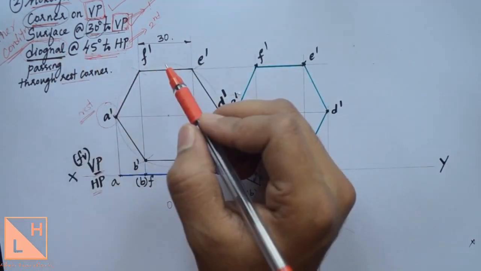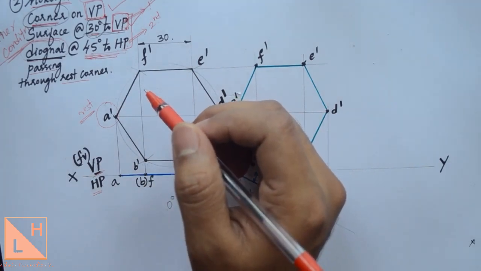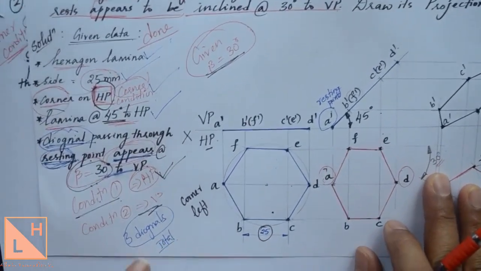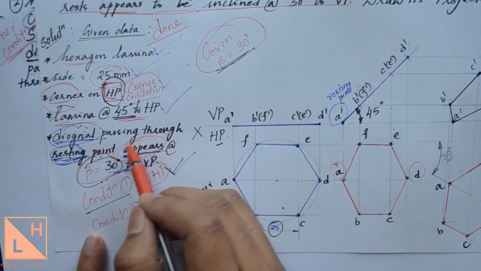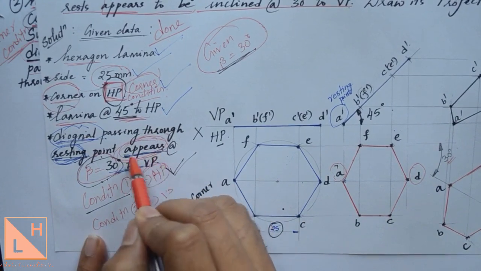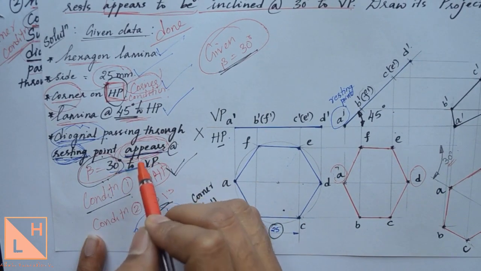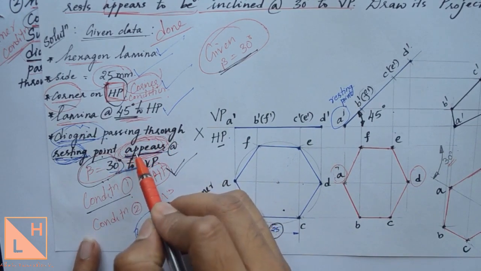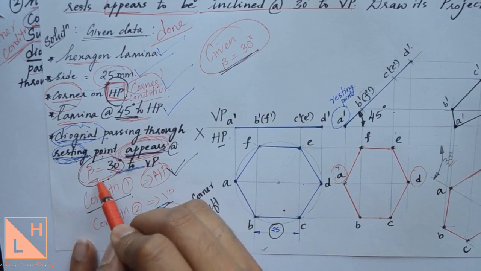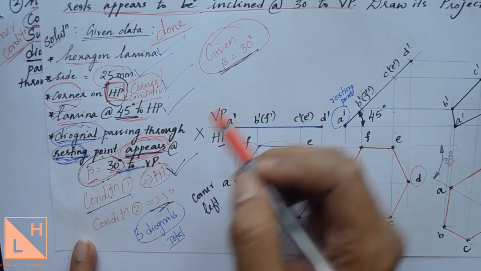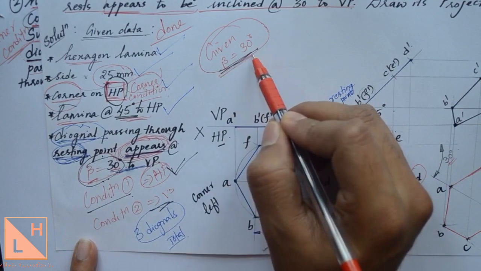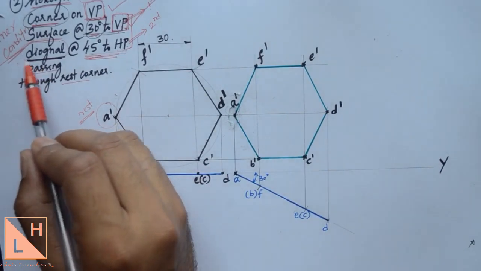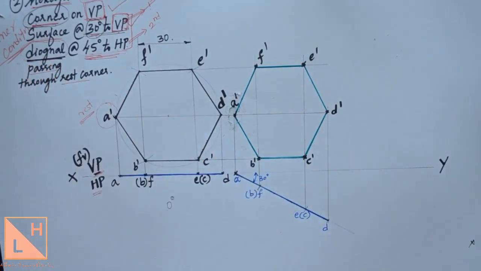See, in the previous problem when we discussed, if you just have a look at the solution, the most important thing that we were supposed to note down was that it was given that the diagonal appears to be inclined at 30 degrees to VP. Here the word appears is coming. So appears means the angle given itself will be the apparent angle, that is, 30 degrees itself was taken as the apparent angle. But now in this problem, you don't find the word appears in the question. You can have a look at the question now.